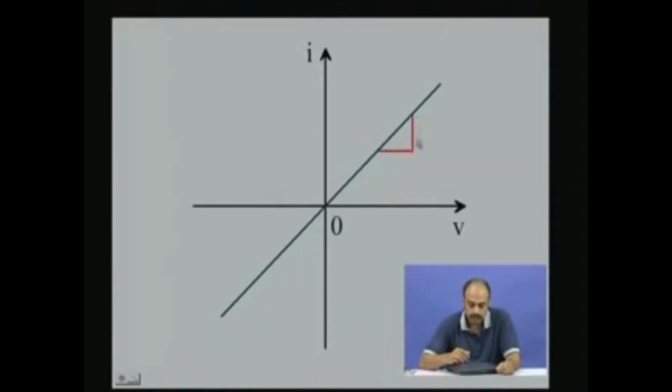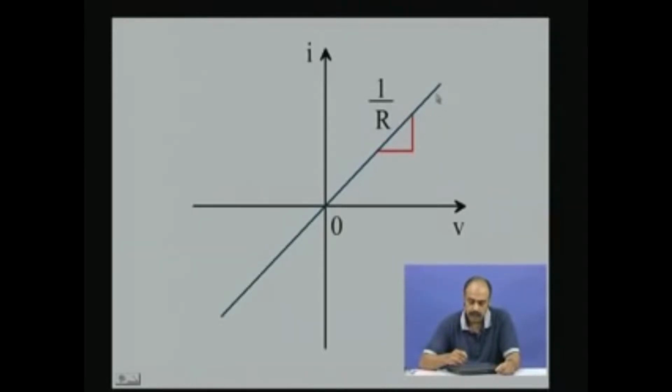and the slope in this case is I by V, which is 1 by R, or 1 by the resistance value. So, this is how the resistance is described.